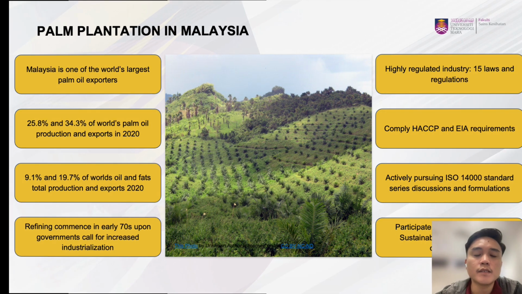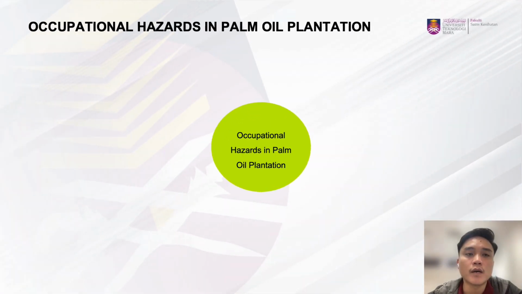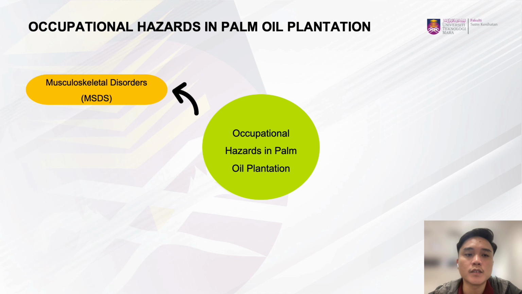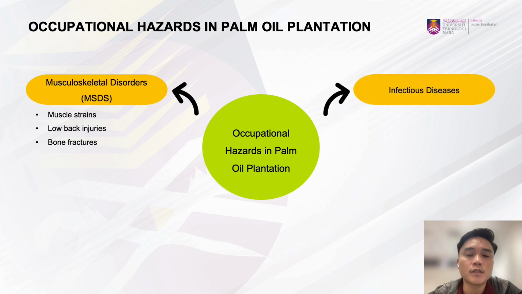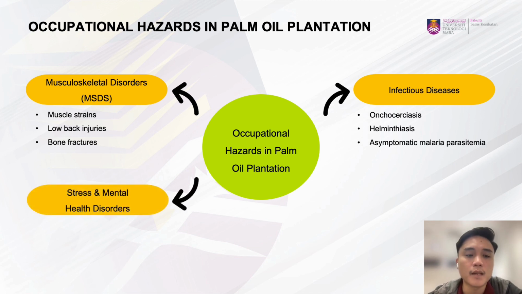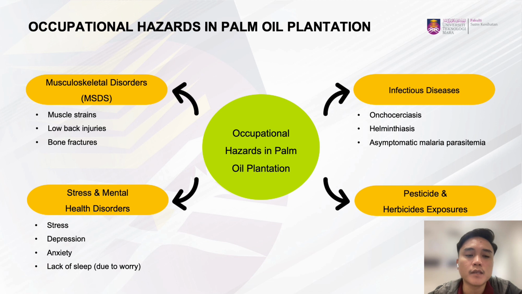There are basically four occupational hazards in palm oil plantations, which are musculoskeletal disorders such as muscle strains, lower back injuries and bone fractures; infectious disease like malaria; stress and mental health disorders like stress and depression; and pesticide and herbicide exposure, which causes skin problems, nosebleed and nail problems.